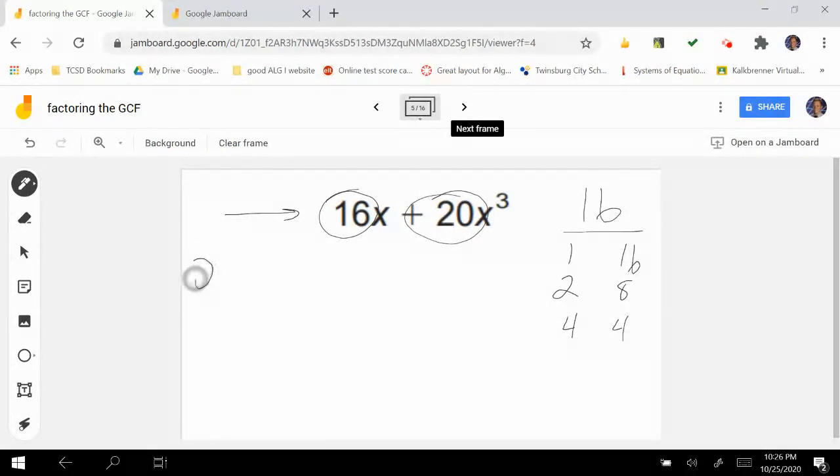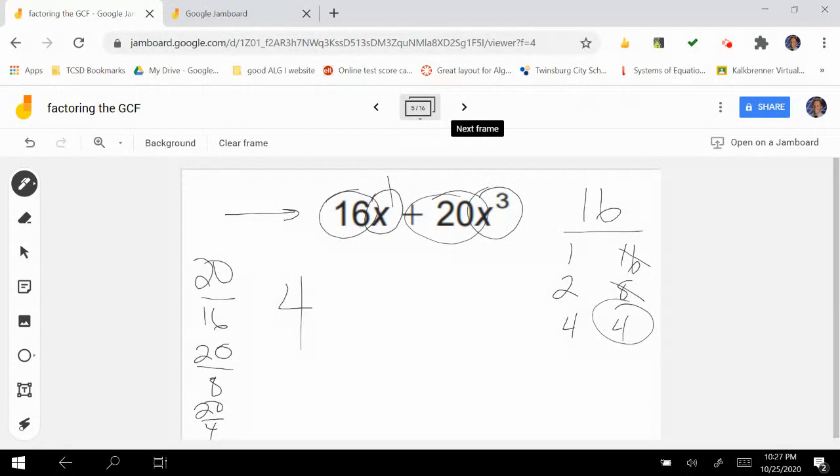Is 20 divisible by 16? No. Is 20 divisible by 8? No. Is 20 divisible by 4? Sure it is. So I'm going to keep that as my greatest common factor. And then I'm going to look at my x's, and I say, hey, I have x to the first here, x cubed. So as many x's as I can take from each is 1.